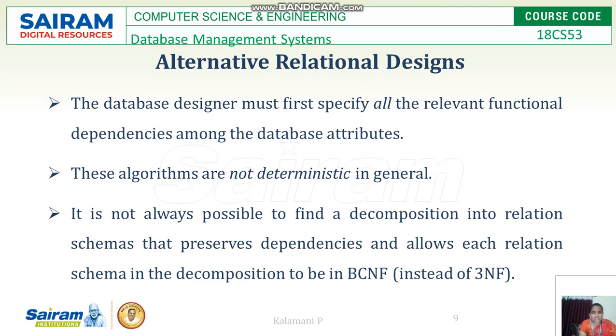Then the alternative relational designs: the database designer must specify all the relevant functional dependencies among the database attributes. These algorithms are not deterministic in general. It is always possible to find a decomposition into relation schemas that preserves dependencies and allows each relation schema in the decomposition to be in BCNF instead of 3NF. Mainly, the design should preserve the dependencies and also be in BCNF. So the alternative relational design should be used like that.